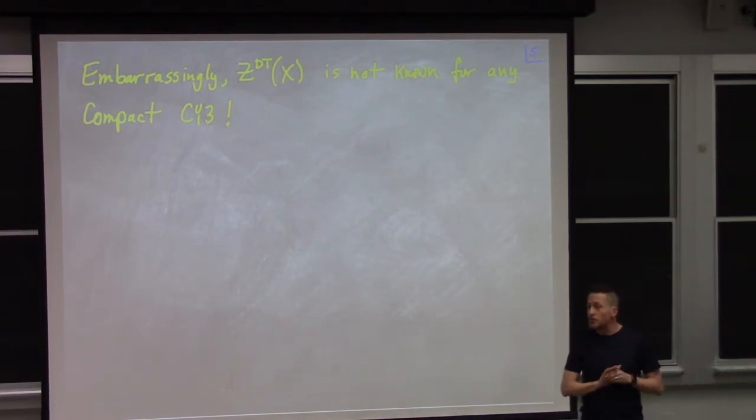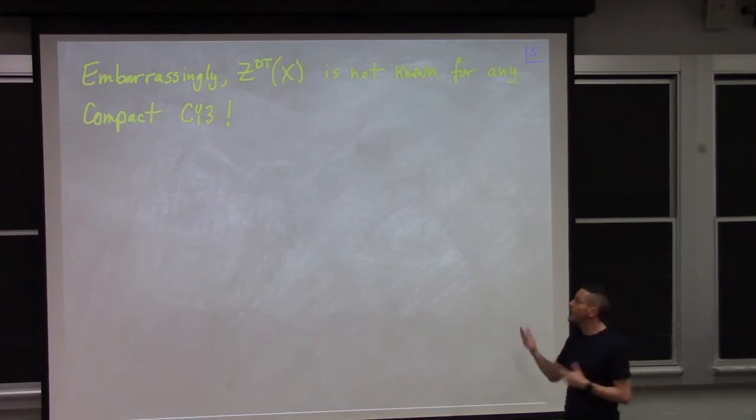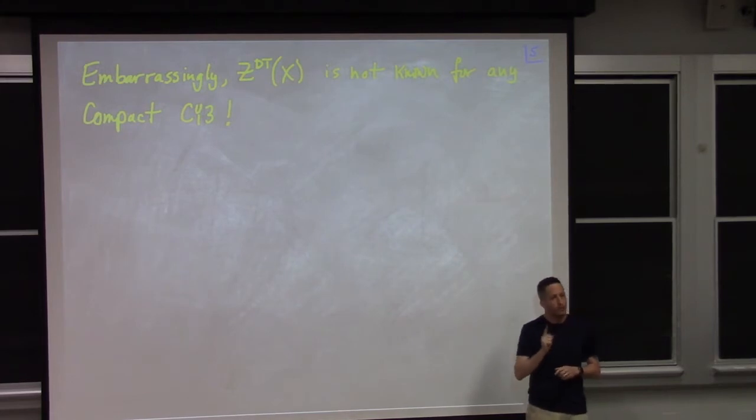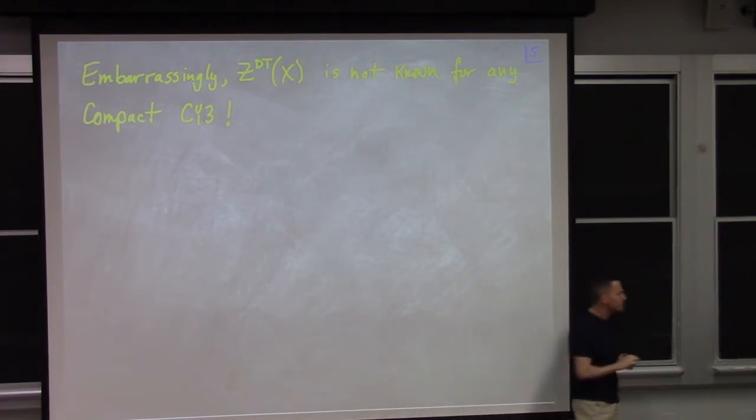Now, there's an interesting story for K3 and for an abelian threefold, which is that there's a modified version of this. And in fact, for the abelian threefold, that's the only place where we conjecturally have a complete answer for the full thing, with some strong evidence. But that's for a reduced, that's for a modified DT invariant.